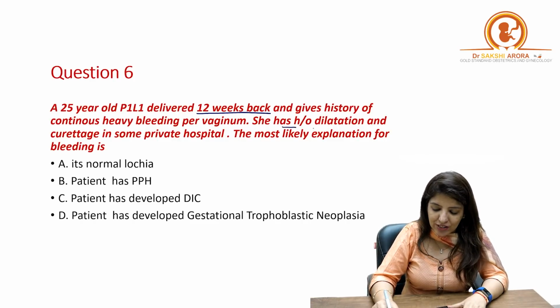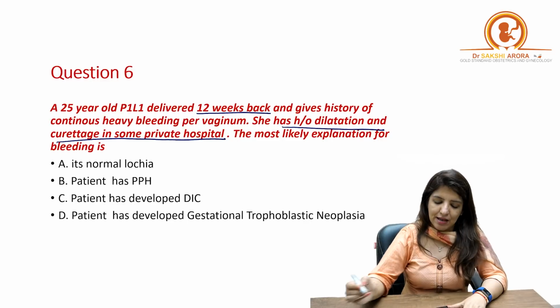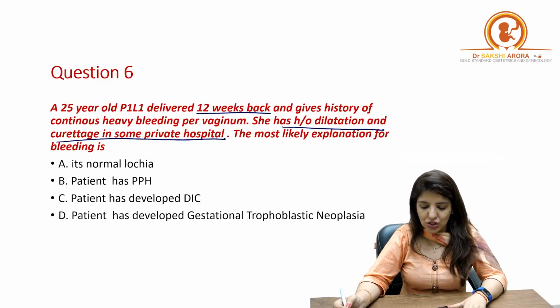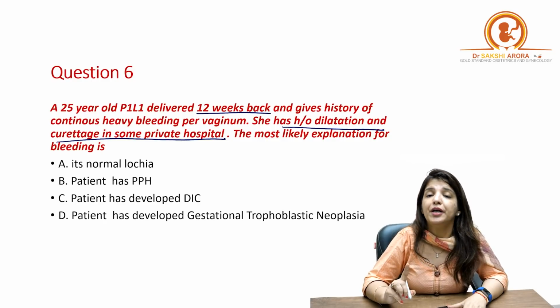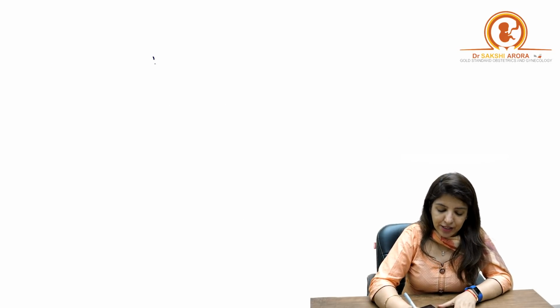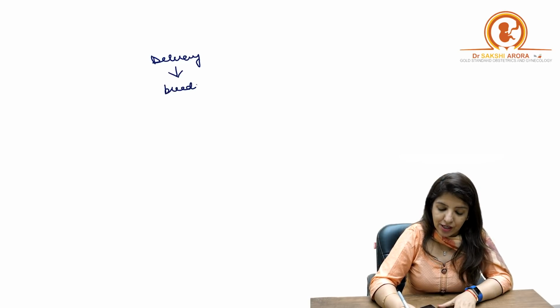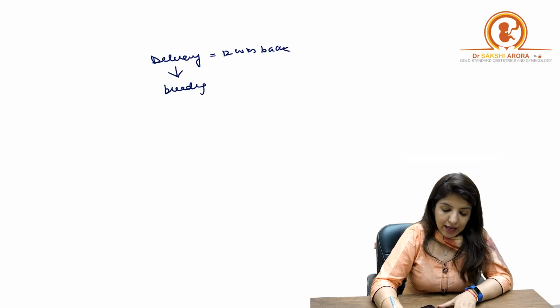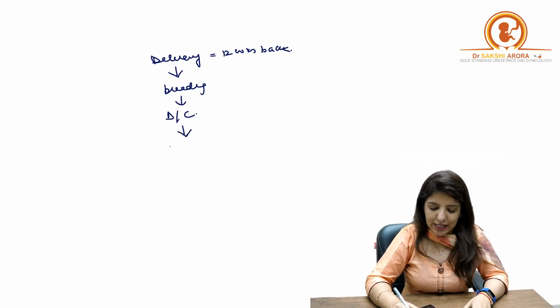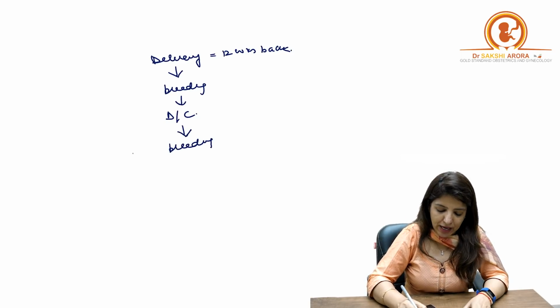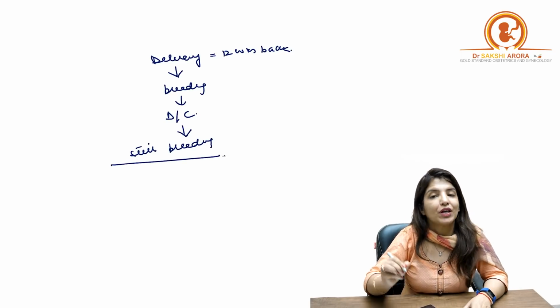She has a history of dilatation and curettage in some private hospital. The most likely explanation for the bleeding is. Now over here, the patient had a delivery, and after delivery she had bleeding. This delivery happened 12 weeks back, right? And because she had bleeding, she underwent a DNC also. But unfortunately, her bleeding hasn't stopped and she is still bleeding, right?